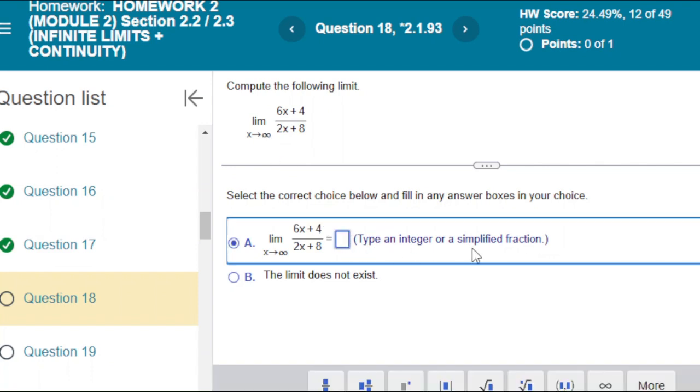Now, it says type an integer or simplified fraction. If I type 6 over 2, it'll probably be wrong because it has to be simplified. So it's just 3. And by the way, the answer is not the limit does not exist, right? The answer is 3.